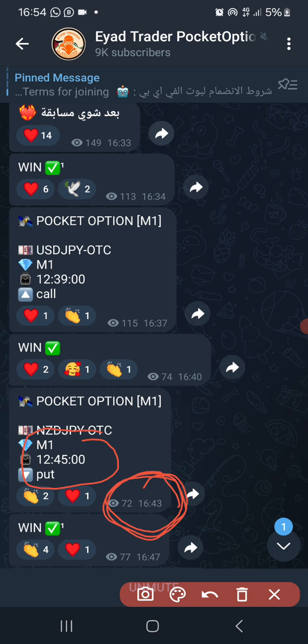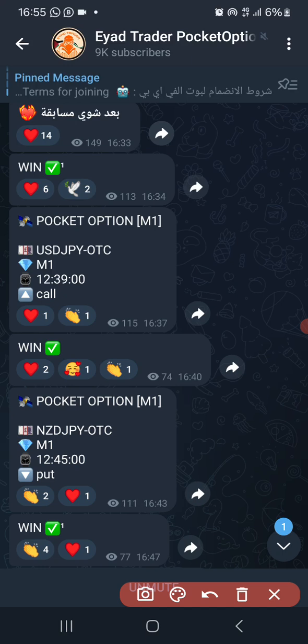So now what we are going to be focusing on is the minutes. The minutes, very important. This is the minute here. We are focusing on the minute. We are not concerned about the hours. We are focused on the minutes. So once a signal is dropped, you can see that signal was dropped at 12:43, which means between 12:43 to 12:44, you are supposed to know what to do.